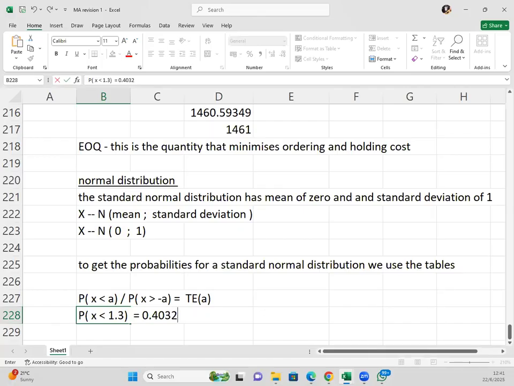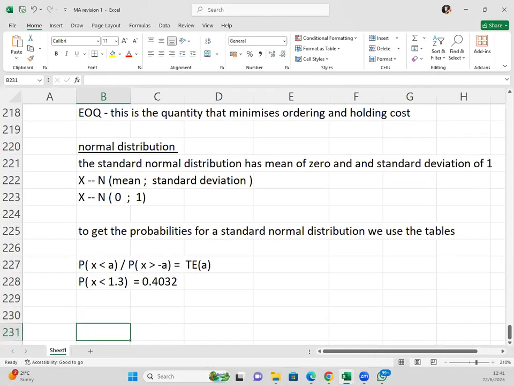The same goes if it had said greater than negative. If it says greater than negative, it's the same as less than. Let's say if it had said greater than negative 1.3, we'd do the same.